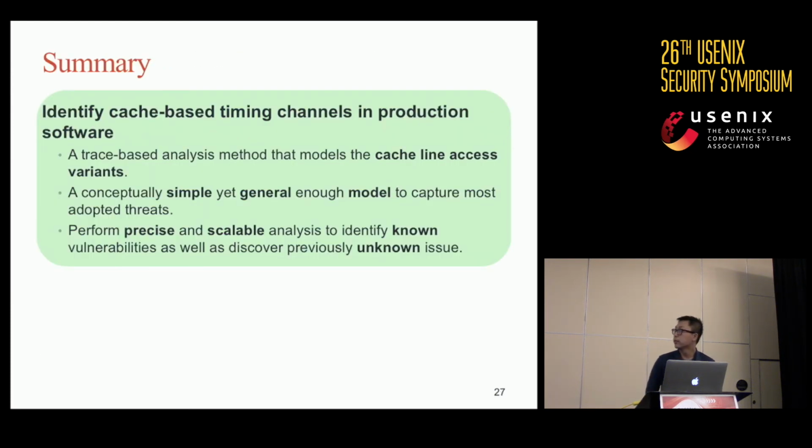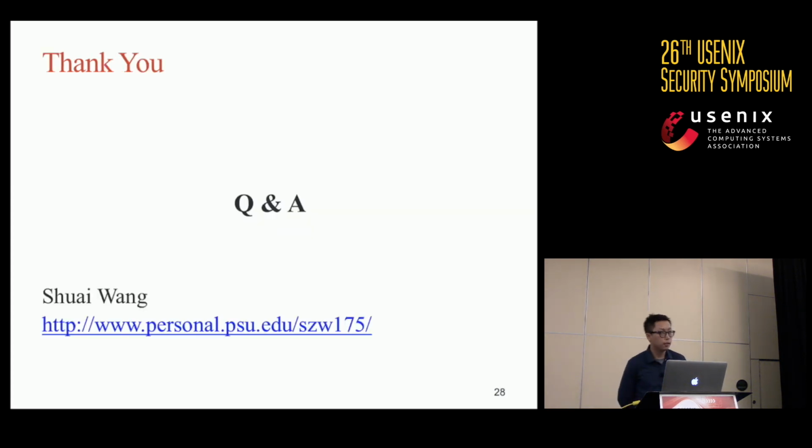So this is the summary of our work. We propose a technique that can identify cache-based timing channels in large-size software systems. Our analysis is trace-based, and our model is simple but general enough to include most of the threats. We perform precise and scalable analysis and identify some known and unknown vulnerabilities in real-world software systems. Okay, so that's it. Thank you.